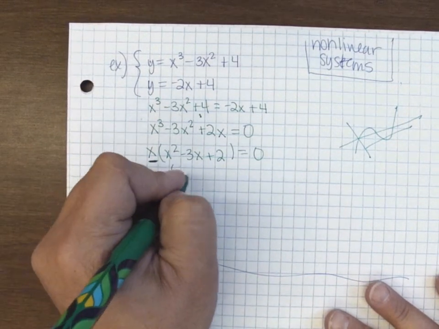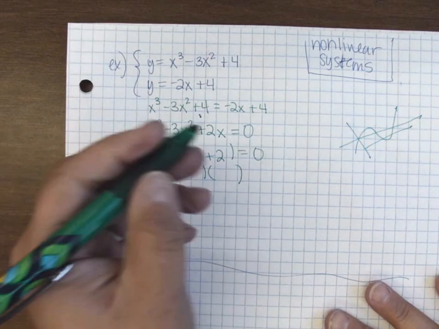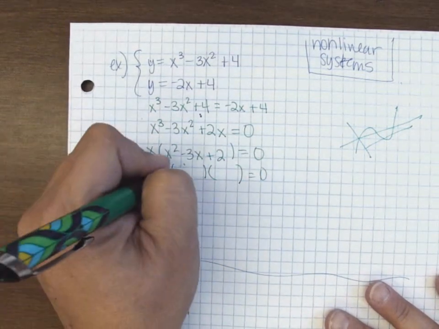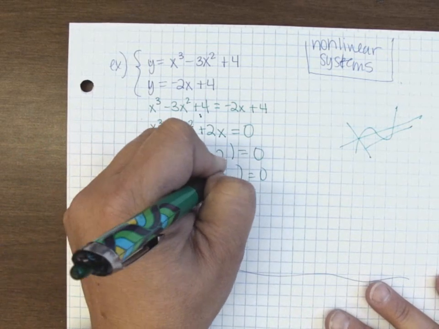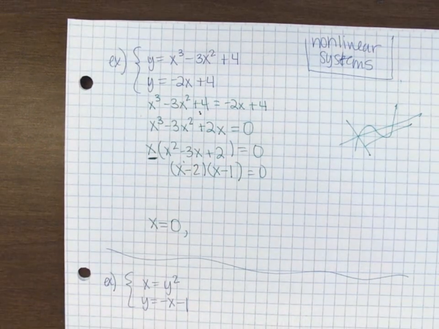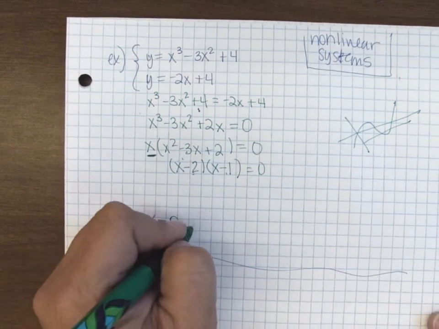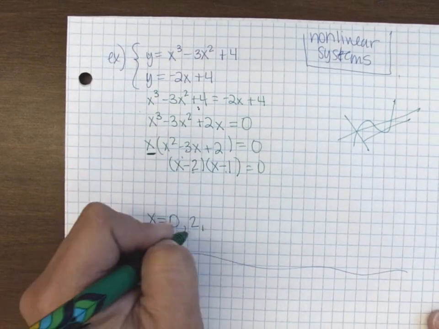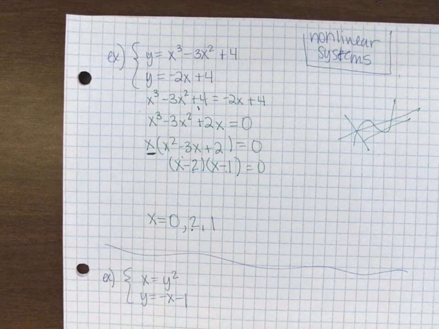Now, if this doesn't factor, then you will have to do the quadratic formula. So let's factor this. So we've got x and x. It has to be minus 2 and minus 1. So that would give you negative 3 in the middle, and multiply to give you positive 2. So it will cross at 2 and at 1. So we are going to have 3 answers.